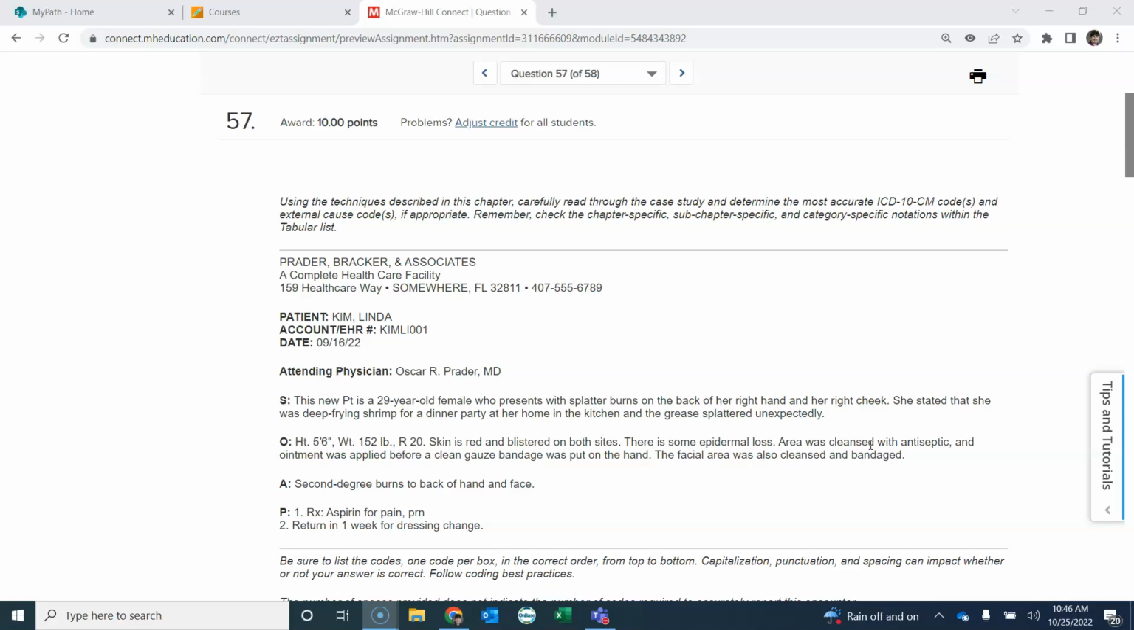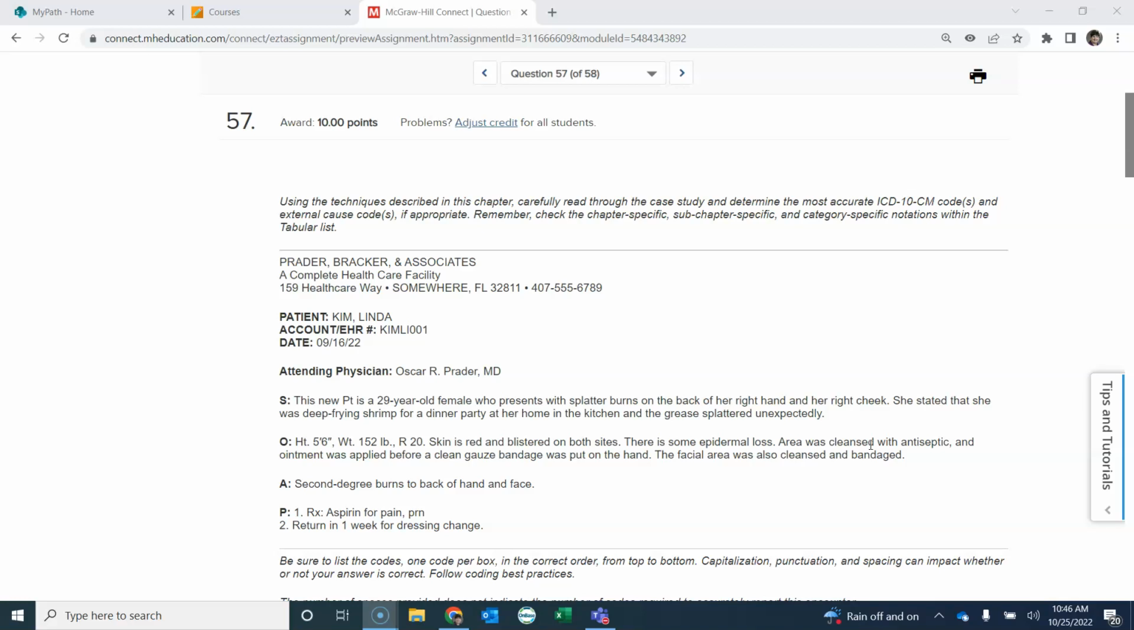So at T31, it says burns classified according to extent of body surface involved. And then it gives you the picture of the rule of the nines. Okay? So in this case, we've got a right cheek and a right back of the hand. Okay? So we've got one side. So the whole face is 9%, and the whole arm is 9%.